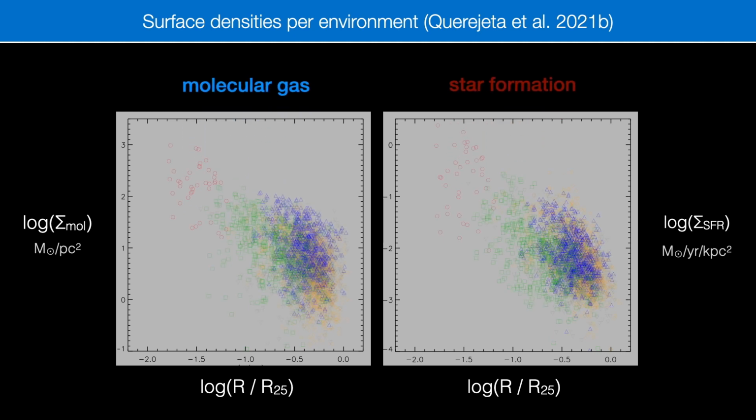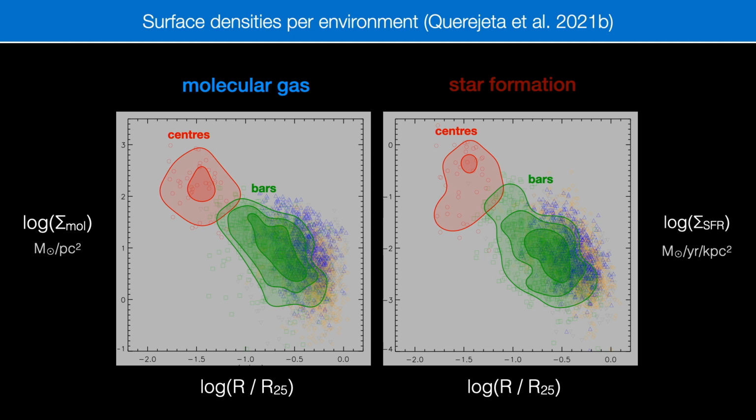This is the distribution of data points across all PHANGS galaxies. Each of these data points comes from an aperture of around 1 kiloparsec in size. And we see that centers stand out as the structures that host the largest amounts of molecular gas in a small area, the largest surface densities, and the same applies to star formation rates. Bars follow a diagonal line spanning a large range in radii and also surface densities. Disks without strong spirals significantly overlap with the outer parts of bars in terms of surface densities.